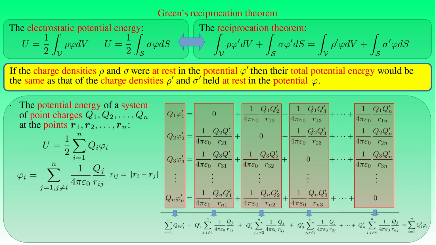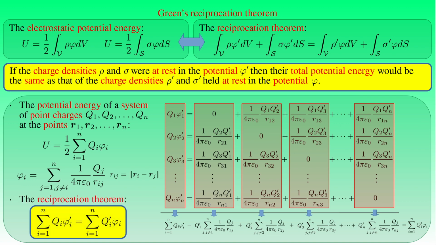As a result, we have a special case of Green's reciprocation theorem for the systems of electric charges Qi and Q prime i at the same positions producing the potentials phi i and phi prime i from i equals 1 to n, which states that the sum of Qi times phi prime i from i equals 1 to n is equal to the sum of Q prime i times phi i from i equals 1 to n.